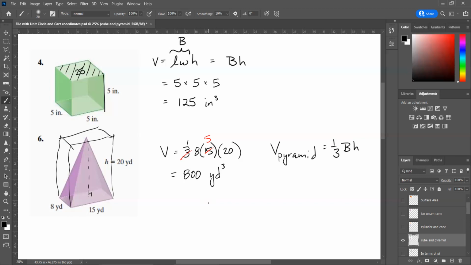A third of 15 is 5. 5 times 20, we know is 100. 5 $20 bills is $100, and 100 times 8 is, of course, 800. So look for tricks like that that'll help.